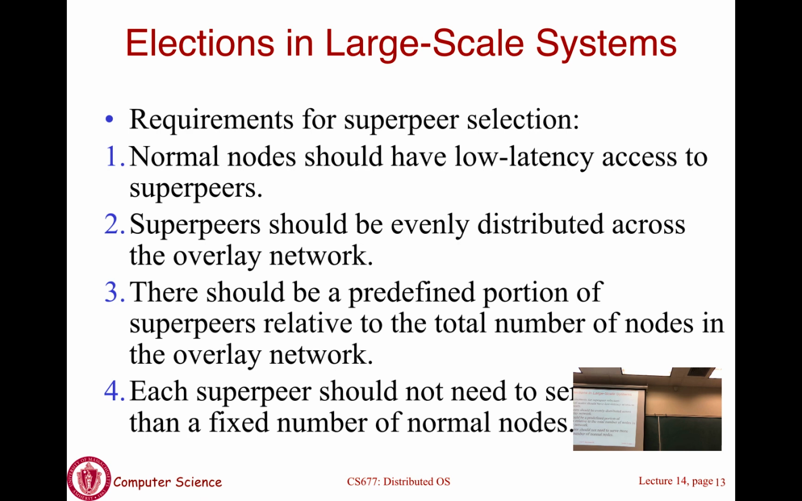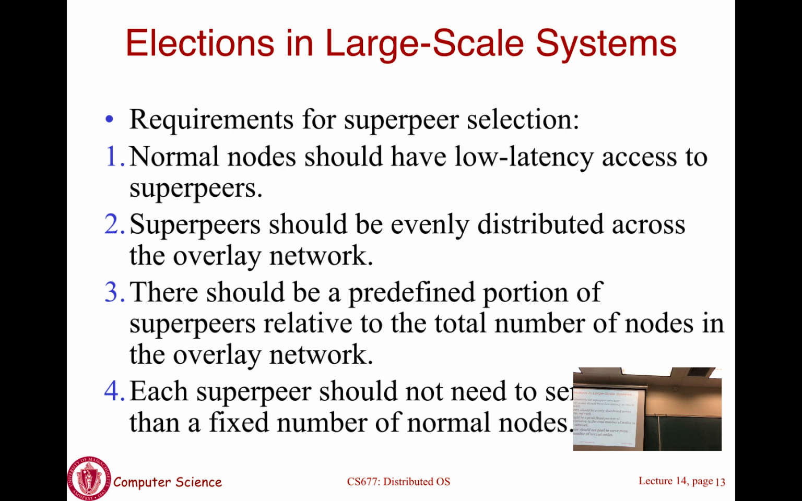Super peers should be evenly distributed in the system. Depending on how many nodes there are in your network, you want them to be evenly distributed so that any Skype node has a super peer nearby that it can communicate with. There should be some fraction of super peers relative to the number of nodes. As the number of nodes grows, you also elect more super peers. Let's say you want 3% of your nodes to be super peers. If you have more nodes joining, then the number of super peers is going to increase.